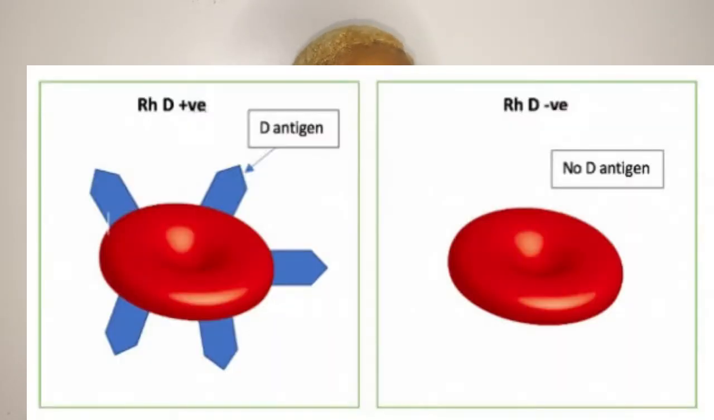So if you are RHESUS factor positive, that means your blood group has the D antigen, which is an inherited protein. If you are negative, that means the D antigen is not found on the surface of your red blood cells.